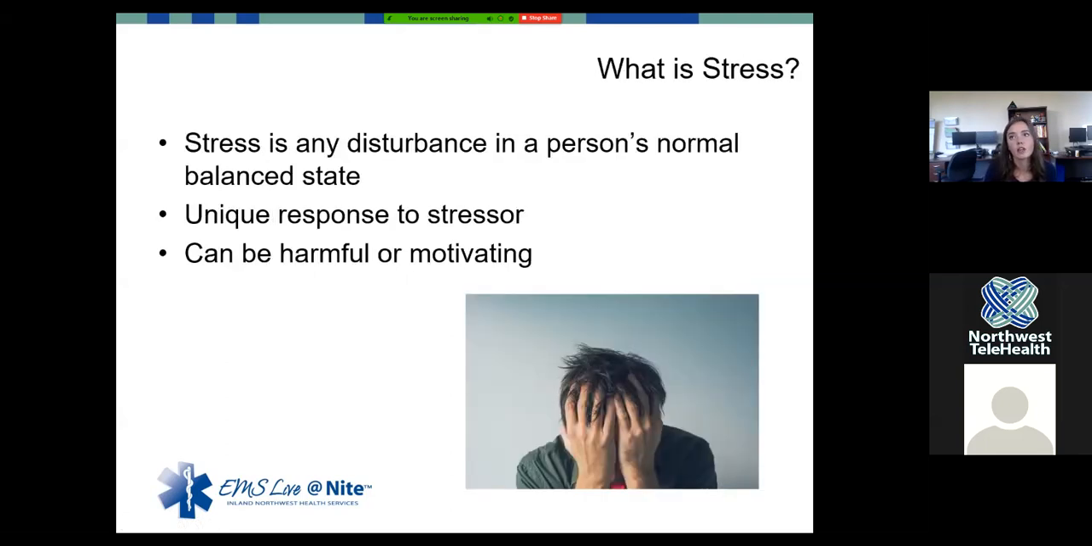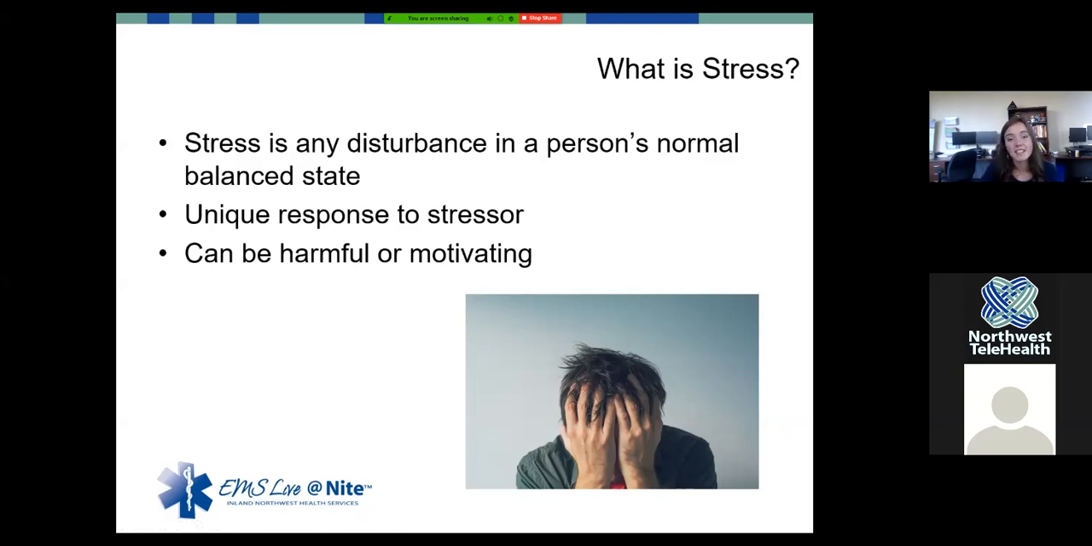All right, so quick little rundown on stress. You all probably know this already, but stress is any disturbance in a person's normal balanced state and its unique response to a stressor. So it's individual to the person. Two stressors may cause different responses in two different people. We'll talk about why here in a minute, but it's different for different people. But it can be harmful or motivating. So it's not inherently bad or negative.